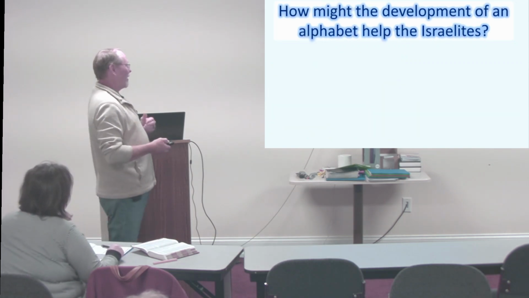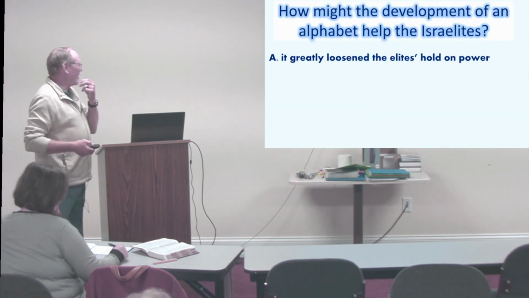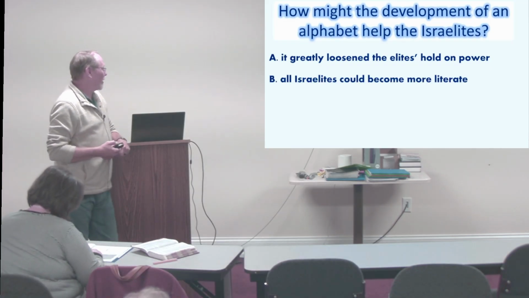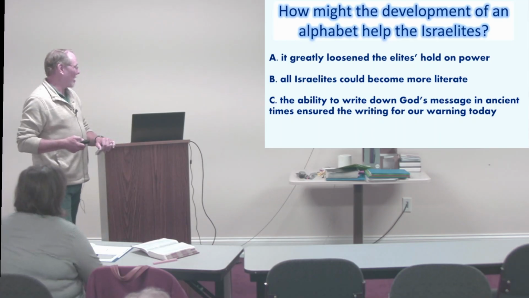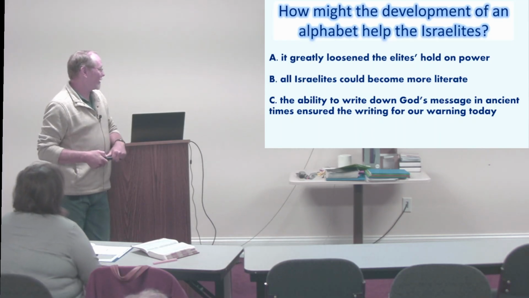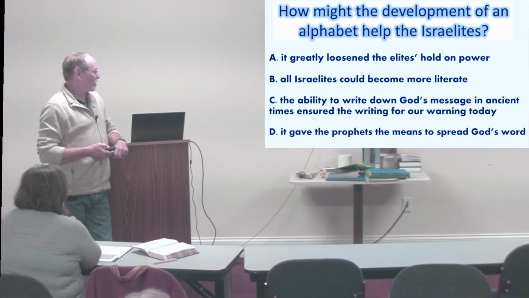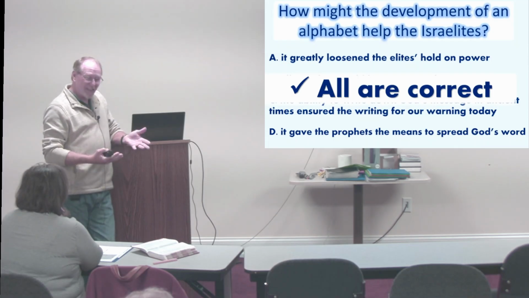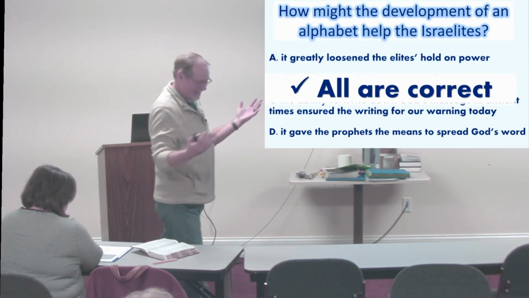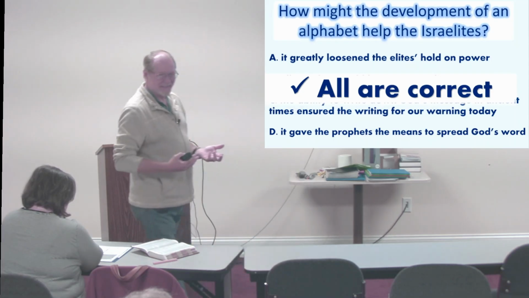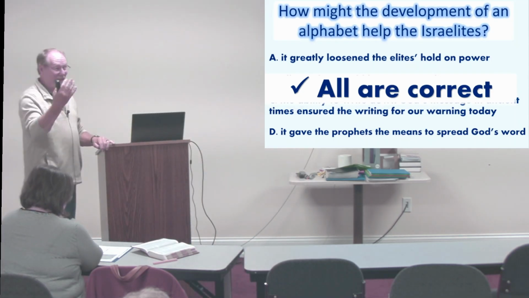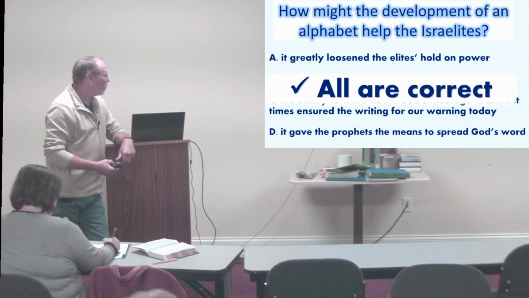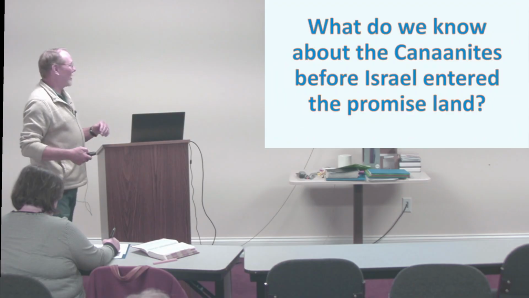So here's a question. How might the development of an alphabet help the Israelites? A, it greatly loosened the elite's hold on power. All Israelites could become more literate. The ability to write down God's message in ancient times ensured the writing for our warning today, and it gave the prophets the means to spread God's word. I think that might be another reason the Israelites were told to go to this particular area, because the Canaanites actually came up with the first alphabet. This kind of helped Israelites with spreading the message. I thought that was interesting.